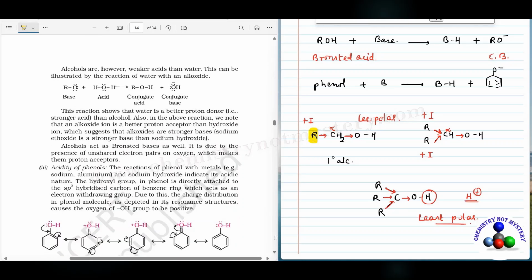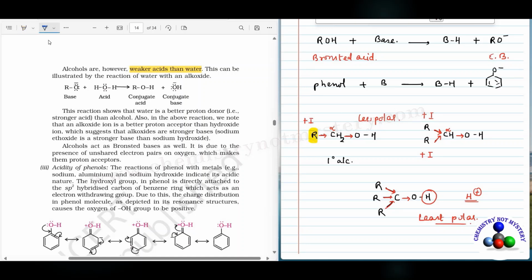Alcohols are, however, weaker acids than water. This can be illustrated by the reaction of water with an alkoxide. When alkoxide ion reacts with a water molecule, it abstracts H plus ion from the water molecule, meaning water has donated H plus ion to alkoxide ion. Here water acts as an acid while alkoxide ion acts as a base. As it receives H plus ion from the water, it forms a conjugate acid. So this is the conjugate acid, and as water loses H plus ion, OH negative ion will be the conjugate base of the water molecule.